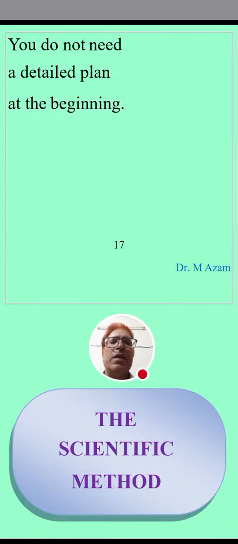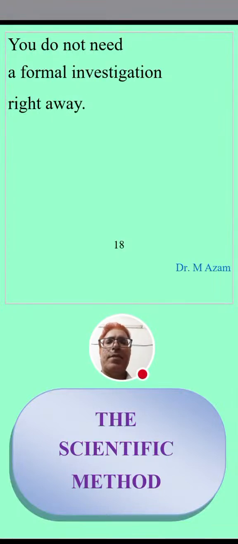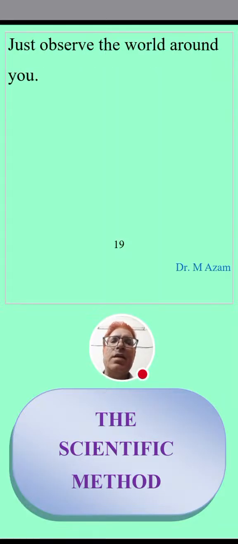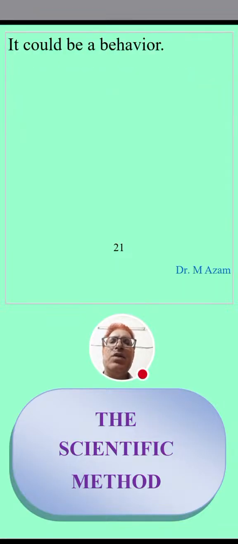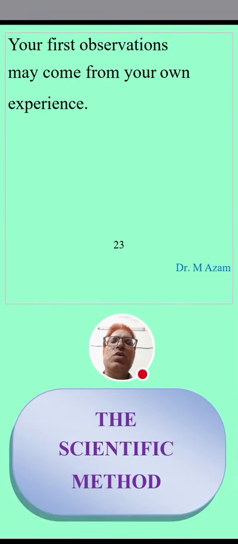You do not need a detailed plan at the beginning. You do not need a formal investigation right away. Just observe the world around you. This is the first step of the scientific method. Keep watching until something catches your attention. It could be a behavior, it could be an event. Your first observations may come from your own experience.